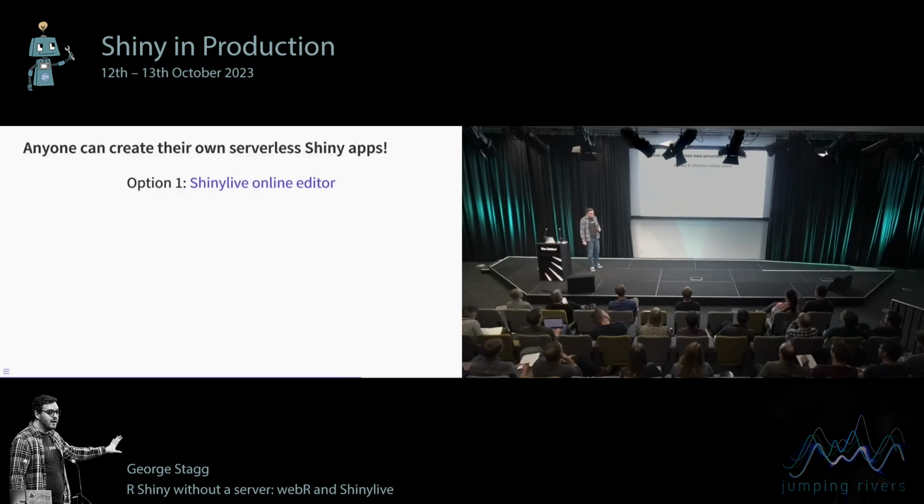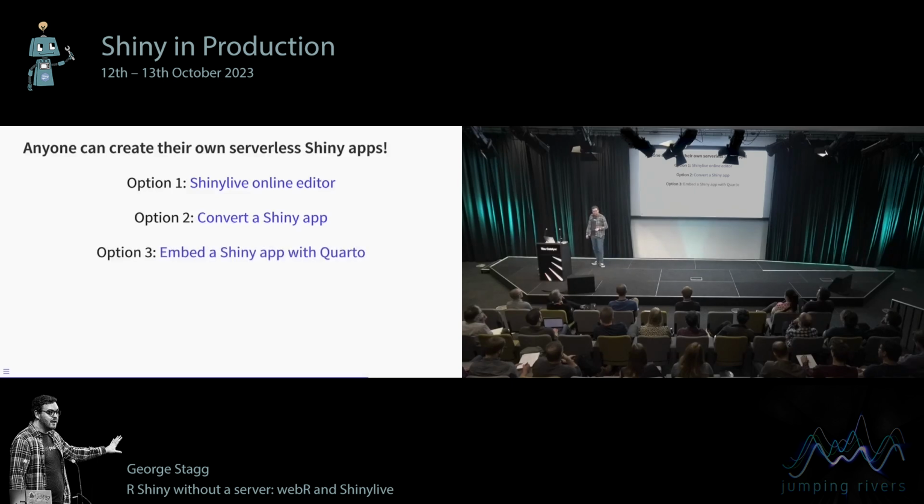And there's a few options. The first option is an online editor, which I'll show in a minute. That's what we were using yesterday. The second option is to take a Shiny app that already exists and convert it into a Shinylive app. And the third option, which I quite like as well, is embedding a Shiny app into a Quarto document or presentation.